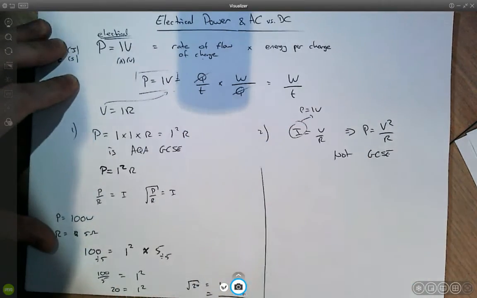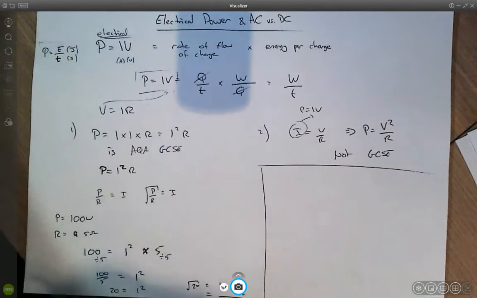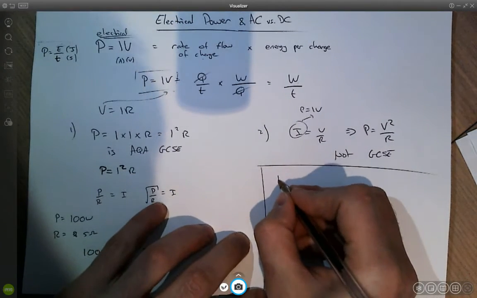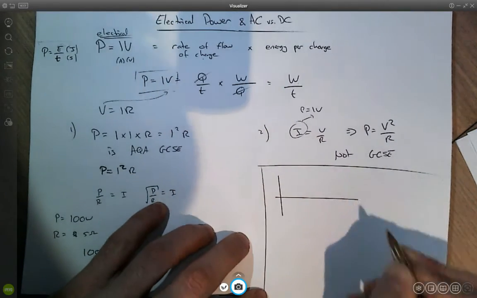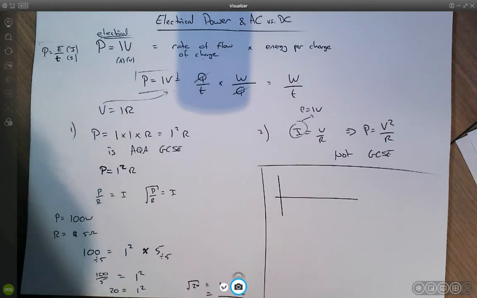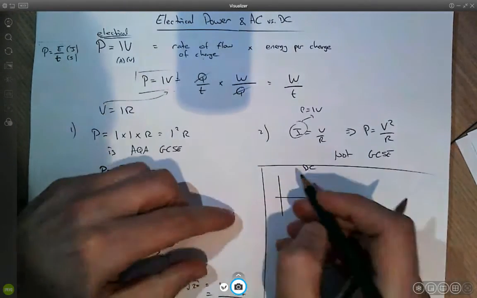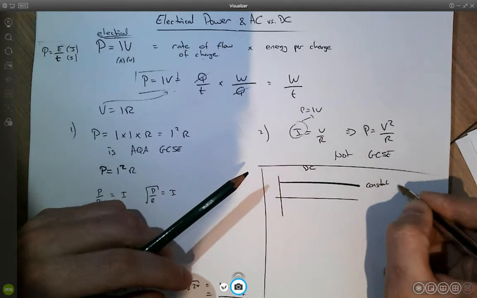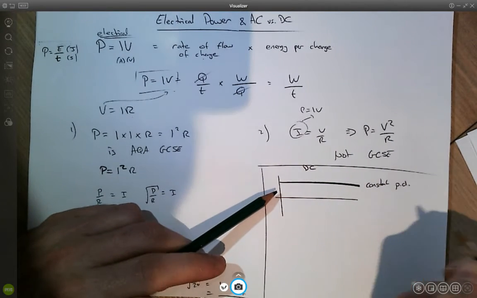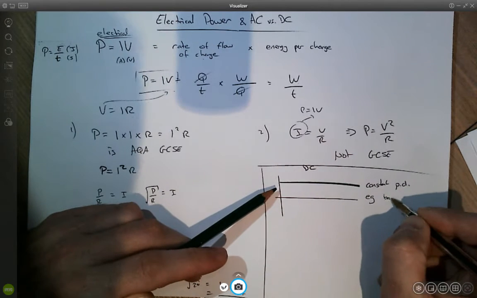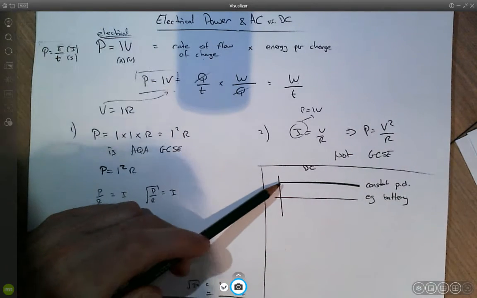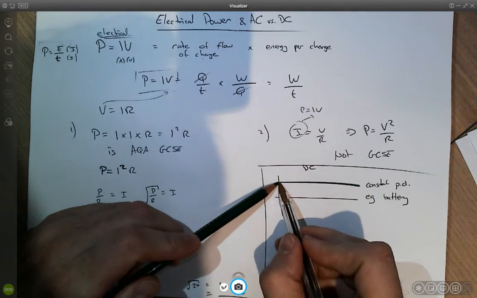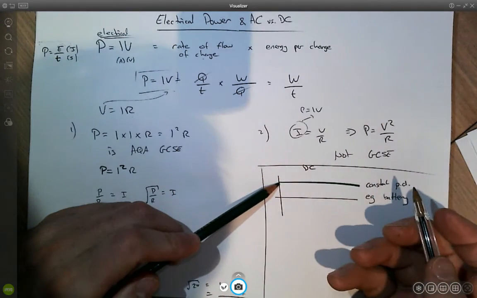Why have I included AC and DC electricity in this? Well, it's mainly because when we talk about AC and DC, we're talking about how we deliver electricity. So if we look at DC, then we have a constant potential difference. So a battery will provide a constant potential difference, it doesn't change, and obviously a constant power output. You can also get DC generators that do this.